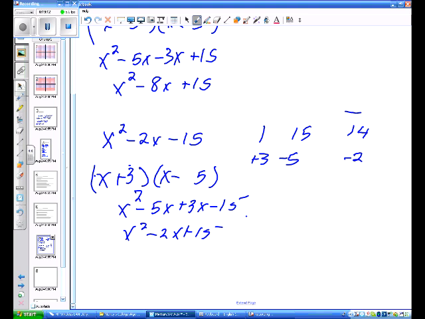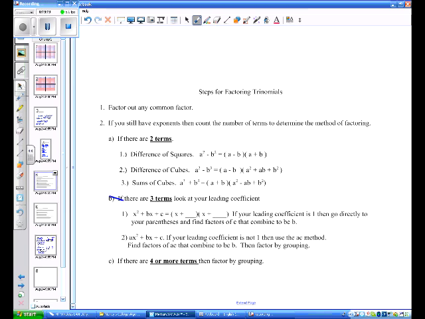So when our coefficient's 1, it's not too difficult to do. So let's go back. If our coefficient's 1, then we're going to go directly to our parentheses and find factors of c that combine to be b. But if our leading coefficient is not 1, it's some other number than 1, we're going to use what I call the AC method. And we're going to find factors of AC that combine to be b, and then factor by grouping.